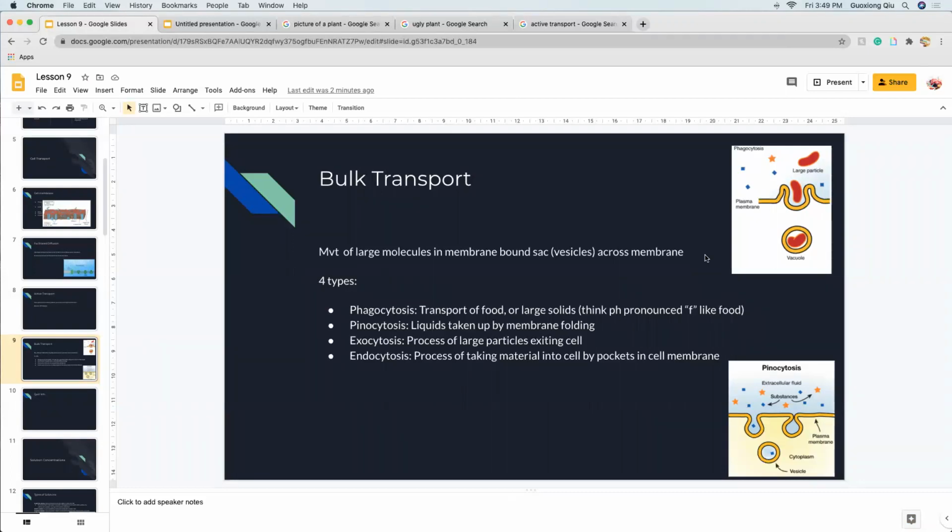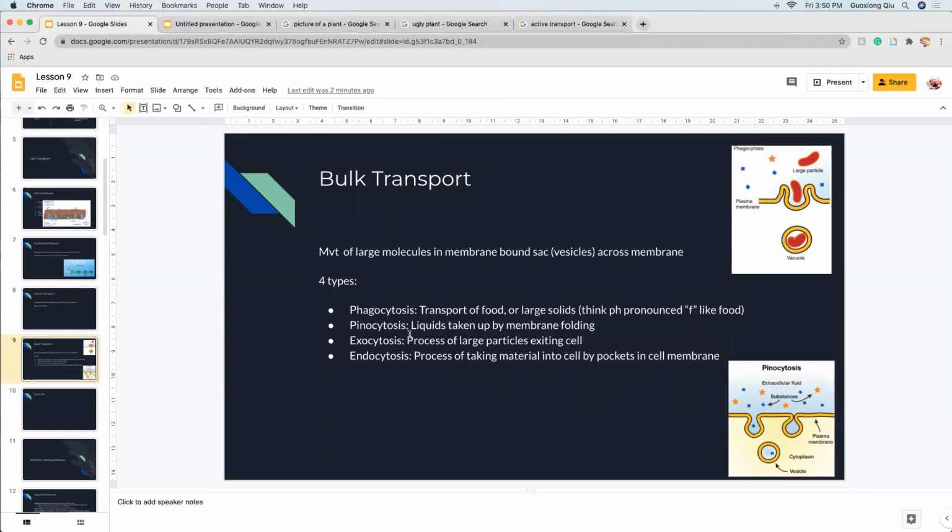First off, phagocytosis. It is the transport of food or just large solids through your cell membrane. So if we look, for example, here, this is your cell. There's a large particle. It wants to enter the cell. Large particle goes to your cell membrane. Your cell membrane folds itself around the large particle, and then it pinches off, and now it becomes a vacuole, a vesicle. It should be a vesicle. I guess you could call it a vacuole. And now we have that inside your cell. That is phagocytosis, transport of large solids.